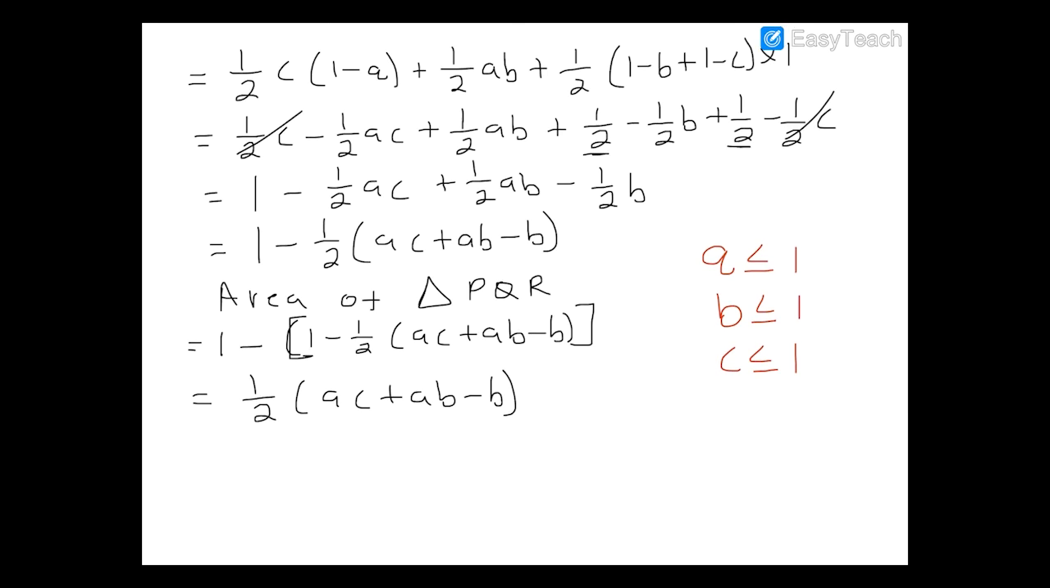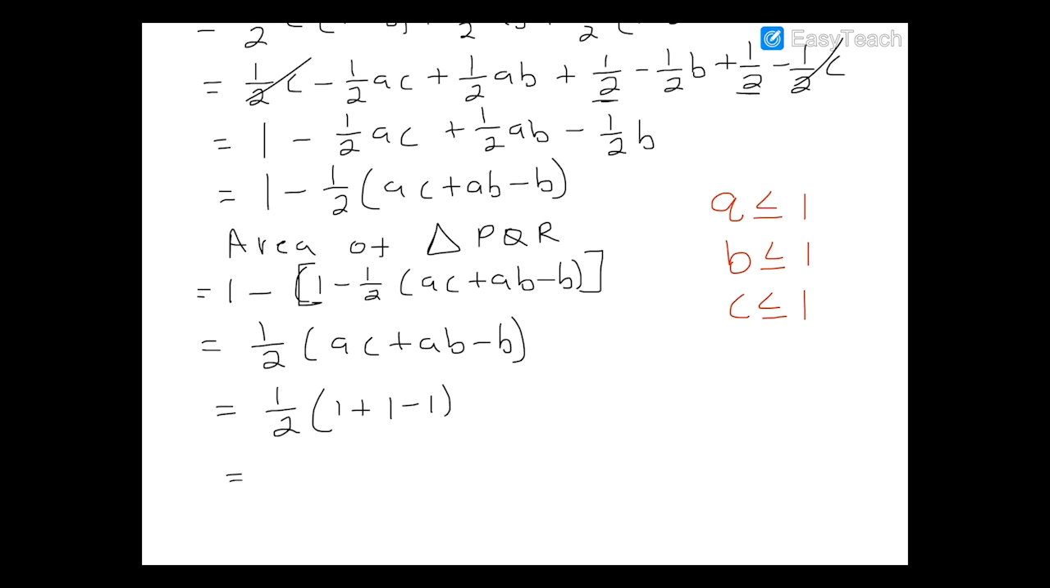So let's substitute the maximum possible values for all A, B, and C in our expression for the area of PQR there. So we know that the maximum possible value of A, C, and B is 1. So this will be 1 plus 1 minus 1, which is just equal to a half. So what this means is that our area of triangle PQR is actually less than or equal to a half.